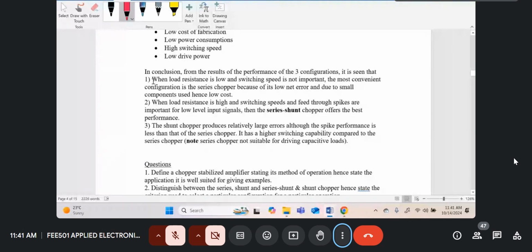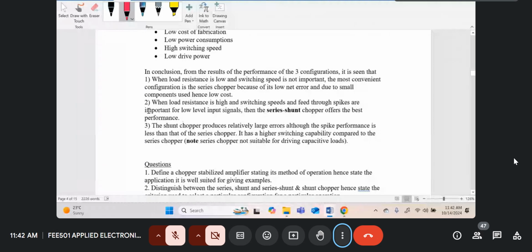So number one is that when the load resistance is low and the switching speed is not important, the most convenient configuration is to use the series chopper because of its low net error and its small component cost, because they are using only one transistor, although nowadays the cost of transistors has become so cheap.